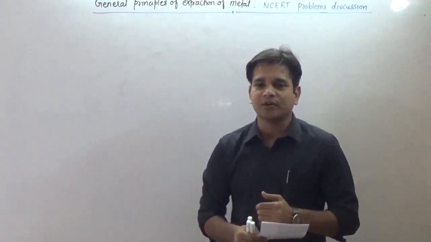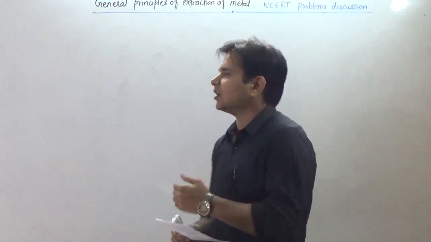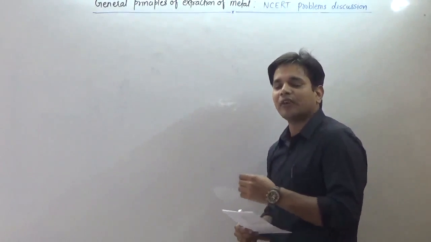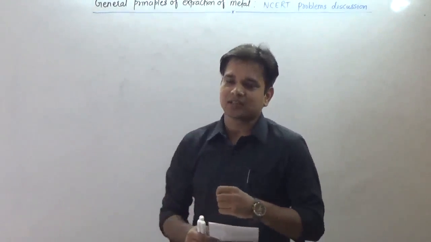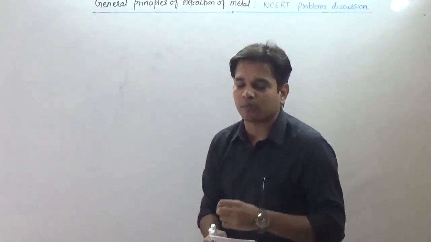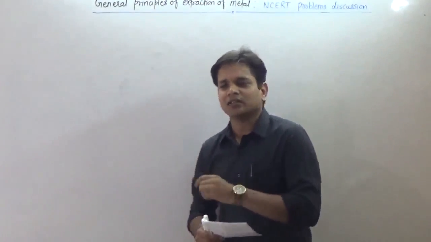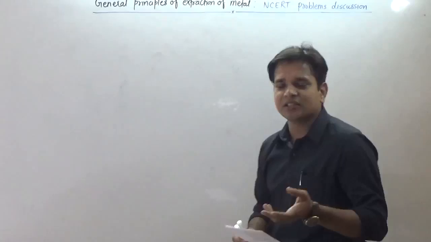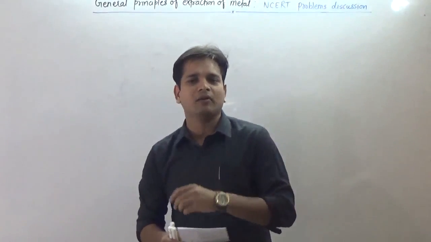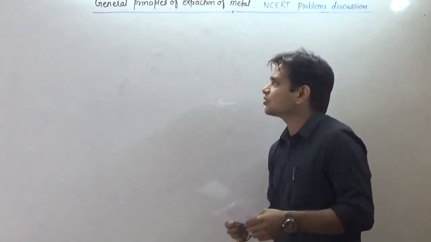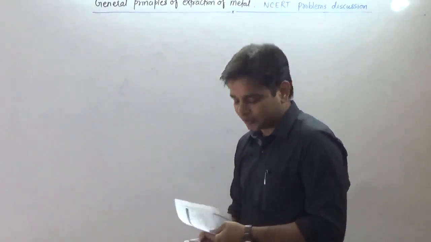Today we are going to discuss problems of general principles and process of extraction of metals of the NCERT book. This is the 6th chapter of 12th standard, and we are going to discuss problems one by one. The other name of this chapter is Metallurgy. You study this chapter in the name of Metallurgy. We are going to discuss problems one by one in the next 2 or 3 classes of this chapter.